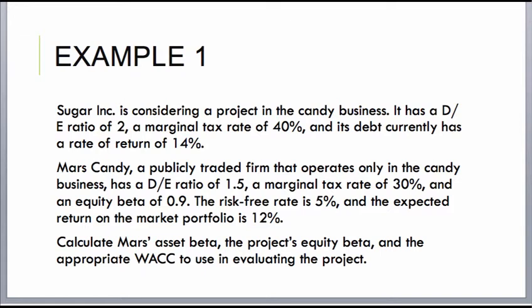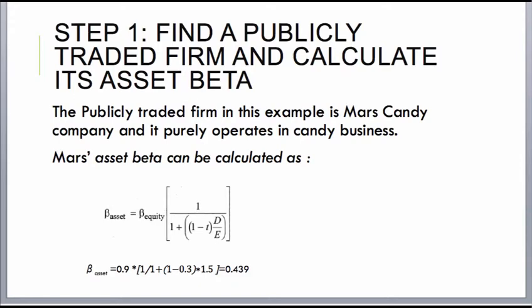The question asks you to calculate Mars company's asset beta, the project's equity beta, which refers to Sugar Inc., and the appropriate WACC to use in evaluating the project. After reading the question, let me ask you, which company is our subject company? Yes, Sugar Company. And which company is our comparator company? Yes, Mars Candy is our comparable company. So now let's follow the steps we learned to figure out Mars' asset beta.